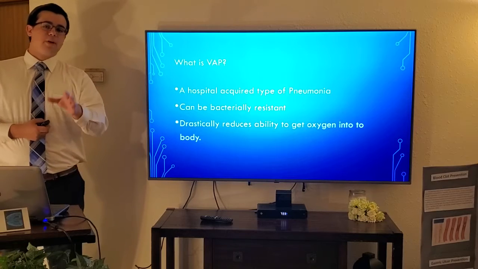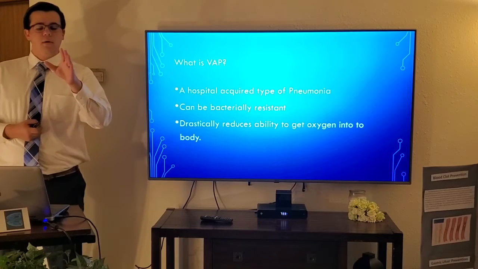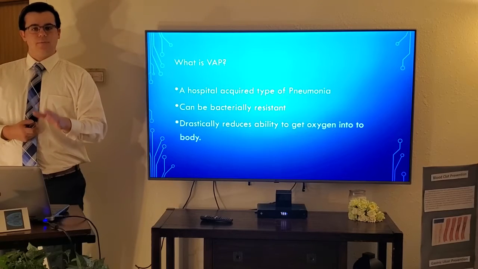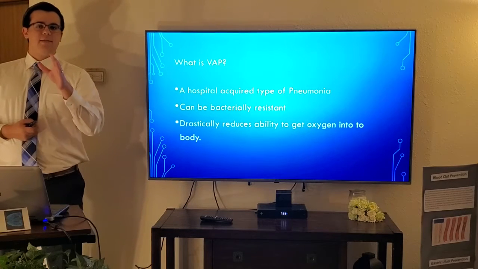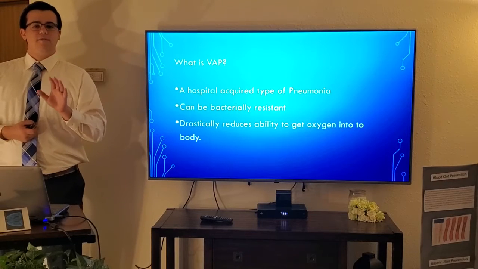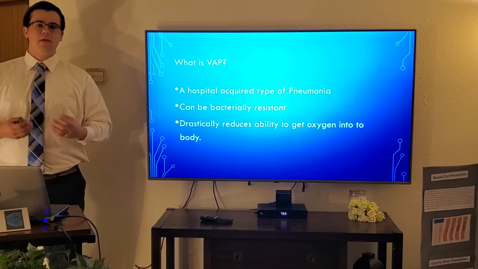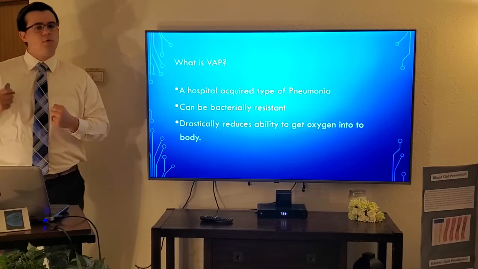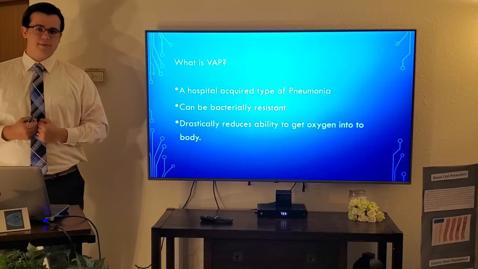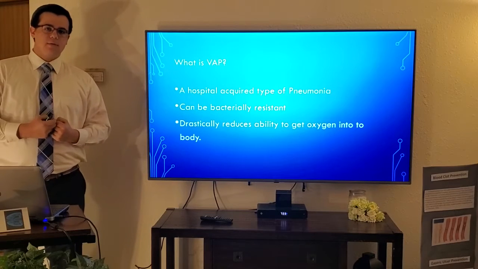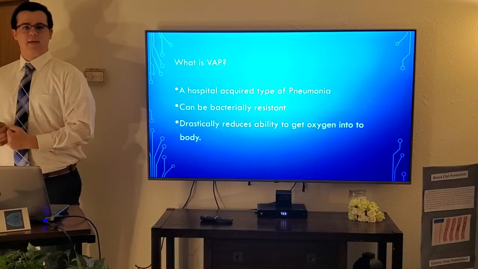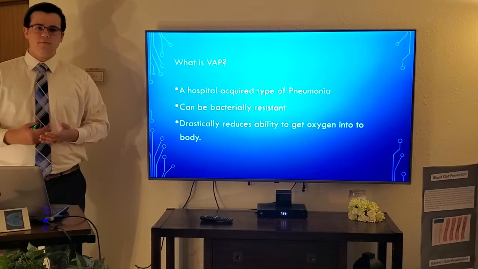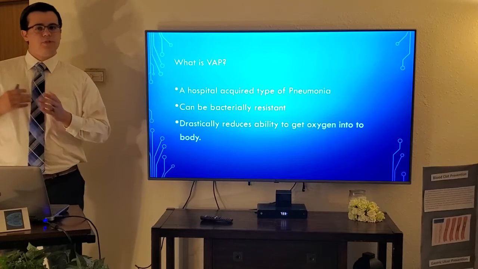VAP also is an infection in the lower lungs that drastically reduces the ability to get oxygen into your body. Now, how does it do that? It does that at the alveolar level, at the very capillary network, at the base of your lungs. It is where your lungs hook up to your blood supply in your body. It's where oxygen trades with carbon dioxide to get into your body and then transport down to the rest of your circulatory system to get oxygen to your cells.